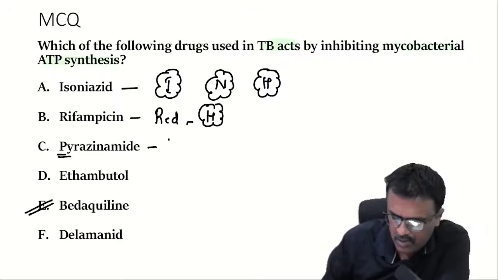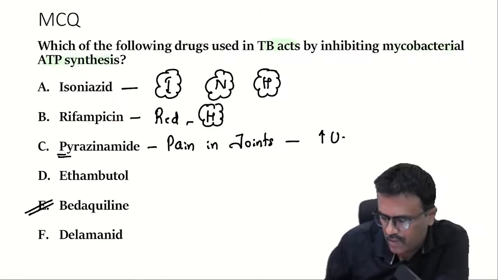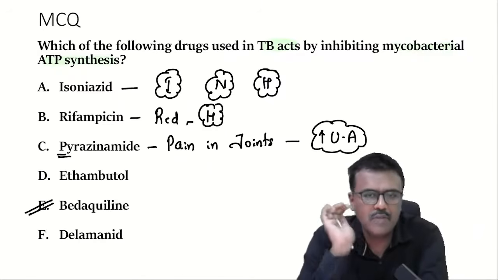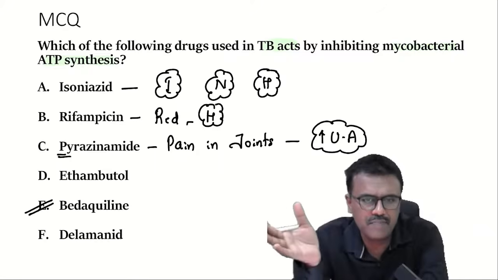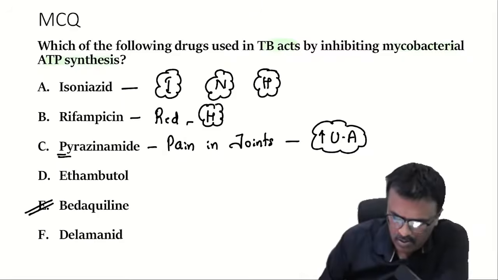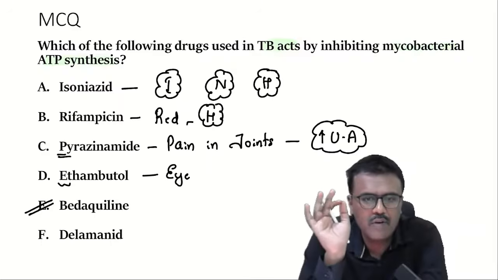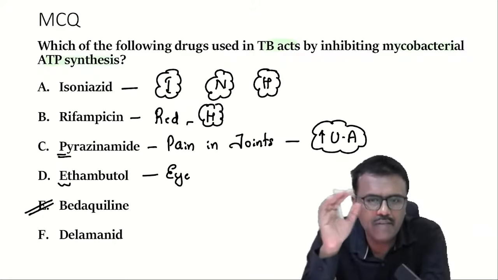Pyrazinamide starts with P, so it causes pain. Where, sir? In joints. Why, sir? Because it increases uric acid. So, suppose a patient is having TB and is on pyrazinamide and develops joint pain. What is the next step? Will you stop pyrazinamide? No. Give the analgesic. That's it. Ethambutol, E, it causes eye problems. Eye means it will cause retrobulbar optic neuritis. So the patient will have decrease in visual acuity, red-green blindness, that is ethambutol.